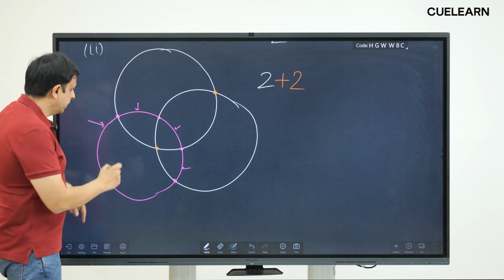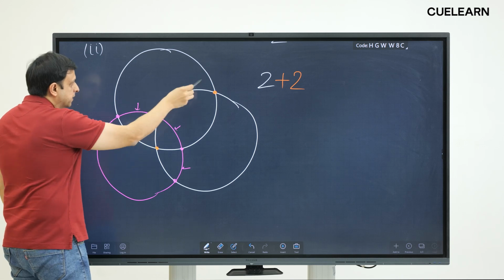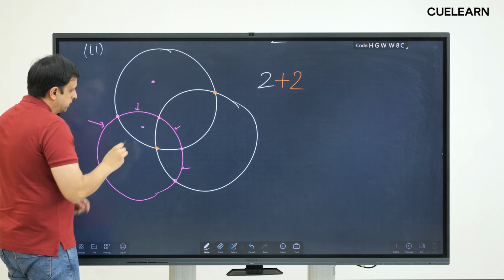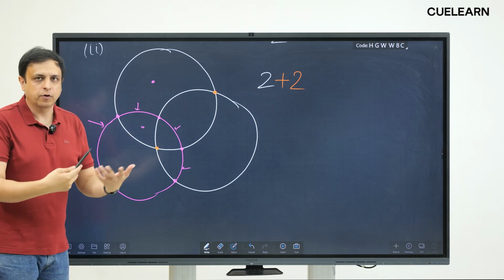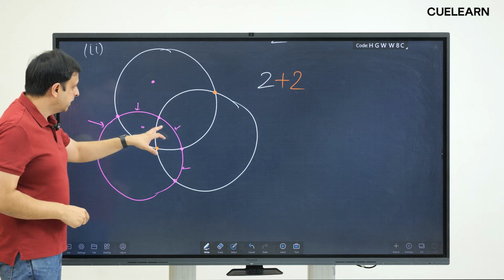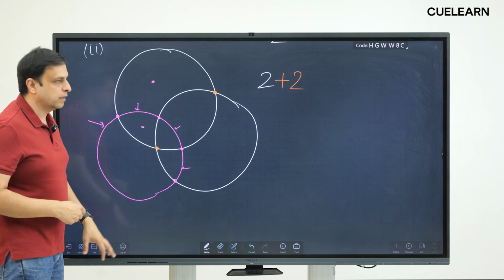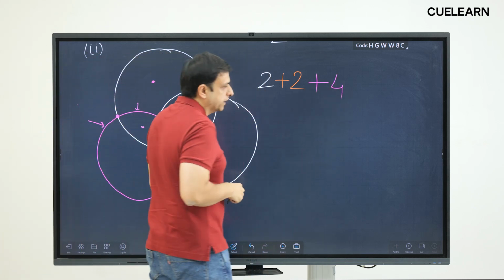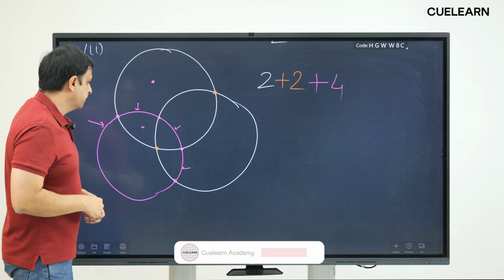You can see that this arc here, for example, has increased the number of regions in this original region by 1. So this and this. So the number of regions has increased by 1. Similarly, every such arc will increase the number of regions by 1. So the third circle is adding 4 new regions, or increasing the number of regions by 4.